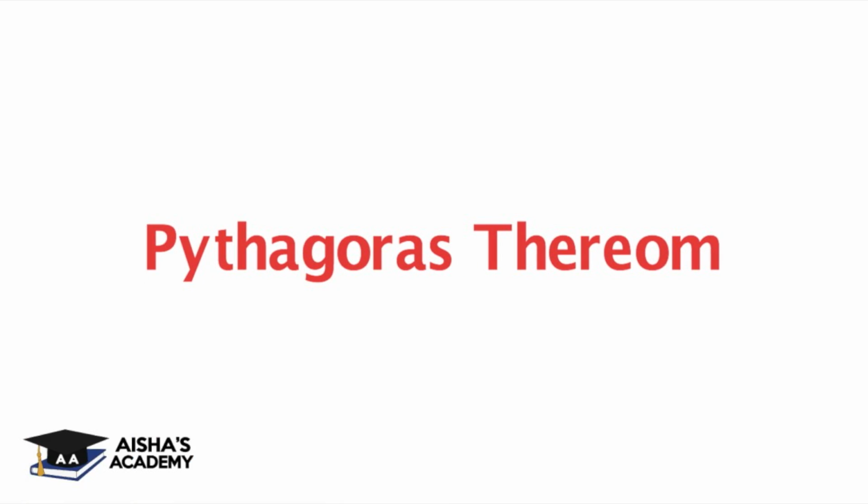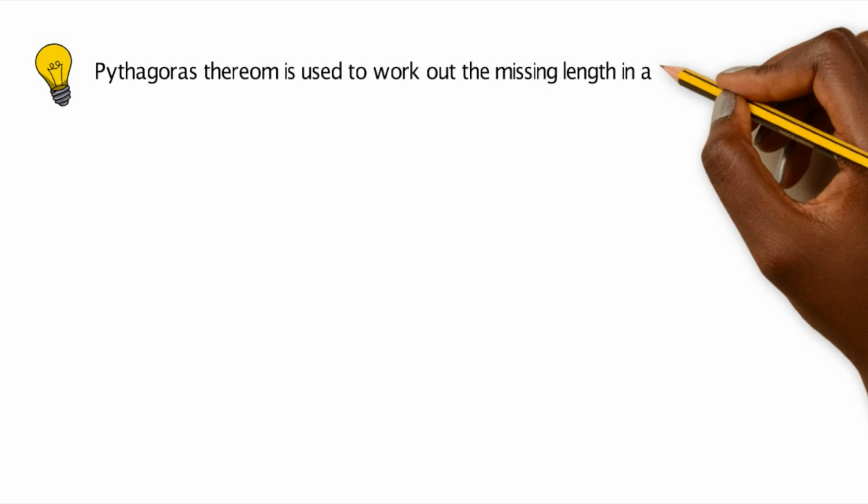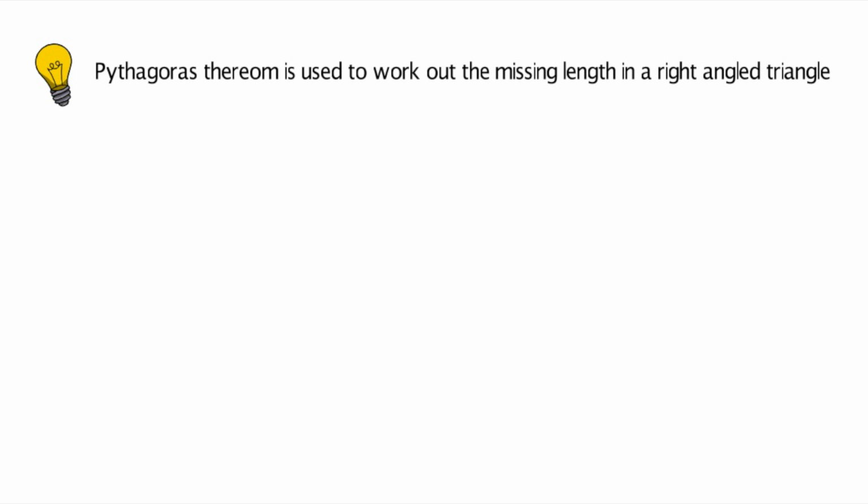Today we're learning about Pythagoras Theorem, all to do with right angles. So, let's go. Okay, so Pythagoras Theorem is basically a theorem which is used to work out the missing length of a right angle triangle.